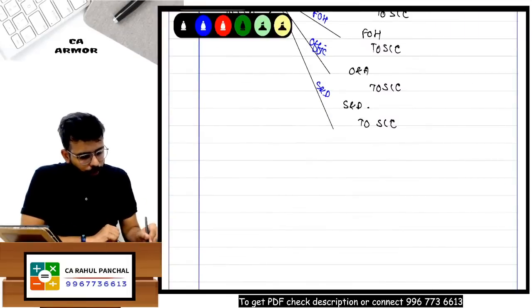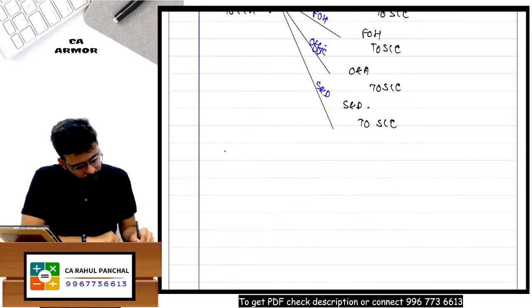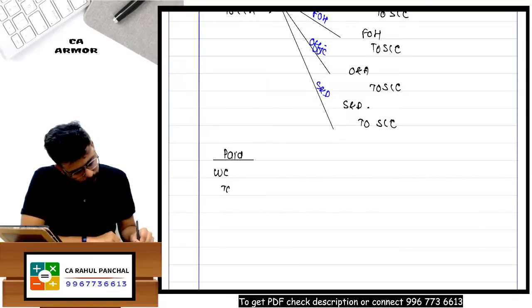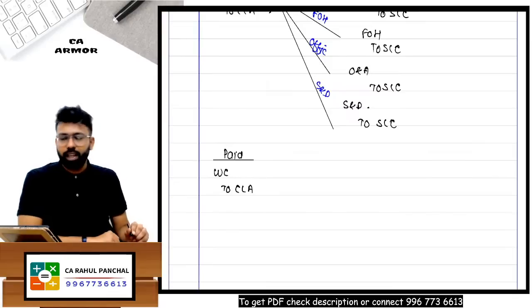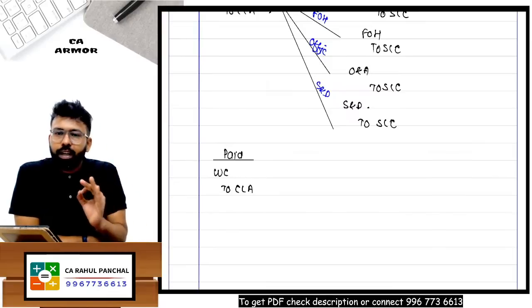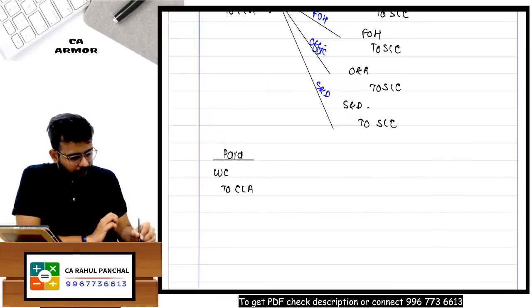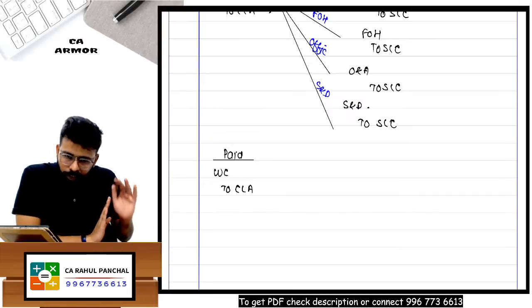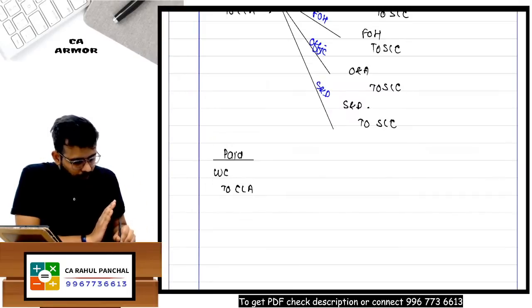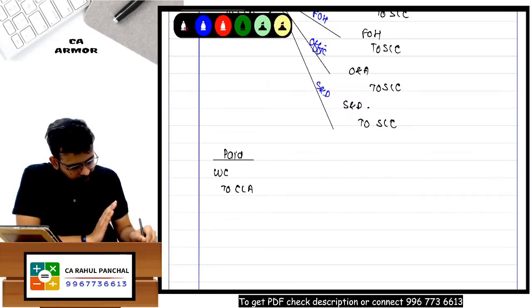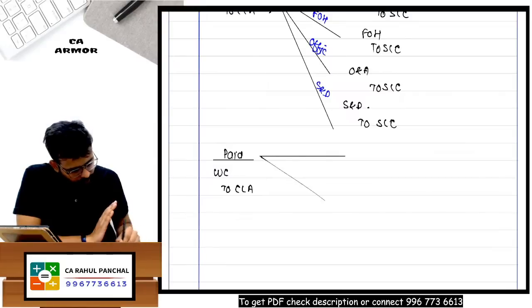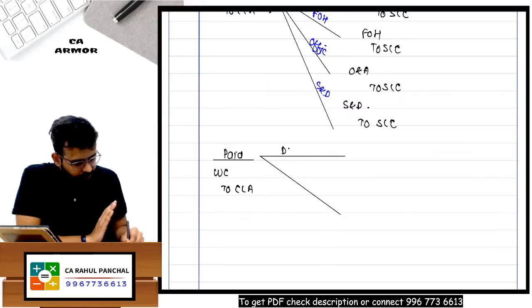Now, if I talk about wages, if wages are paid, what entry will you pass? Wage control account debit to cash bank. You do not prepare, so you will say to CLA. So wage control account will be debited to CLA account when wages are paid. Now, these wages can be direct wages or they can be indirect. So now you are going to allocate this. So wages, if they are direct or if they are indirect, what entry will come? If these are direct, where will it go, and if these are indirect, where will it go? Understand?